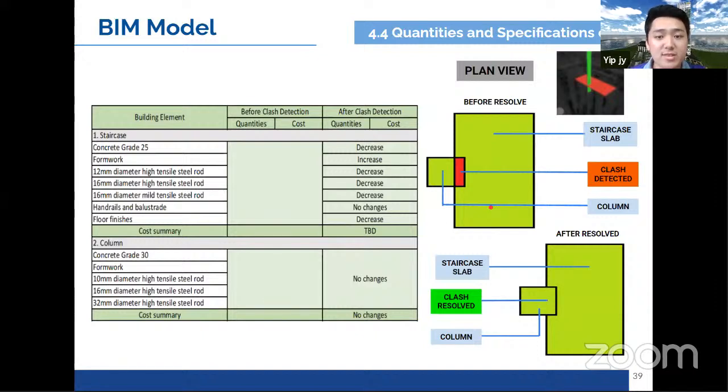This is a comparison of quantities and cost for staircase and column before and after clash detection. In this case, after the clash is resolved, the quantities and cost for the column will remain the same, but the quantities for the staircase slab will be lesser. Therefore, the overall estimated cost will be lower compared to the situation without clash detection.